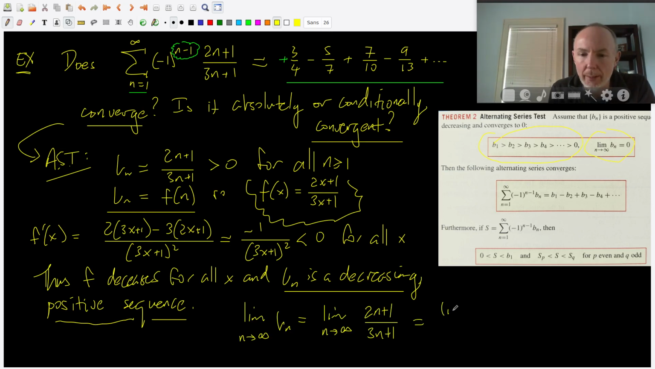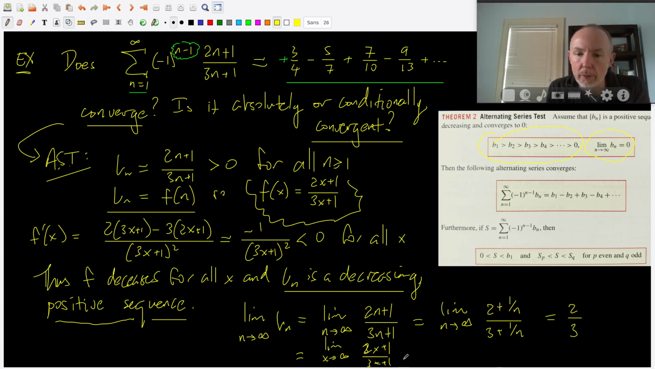And if you think about this in a Calc 1 kind of way, you could divide top and bottom by the n's, and what we're left with is 2 plus 1 over n divided by 3 plus 1 over n. Or you could convert it to x's, because it's going to have the same limit as the continuous function, 2x plus 1 over 3x plus 1, and then you could use L'Hopital's rule. And either way, you're going to find that the limit is 2/3.